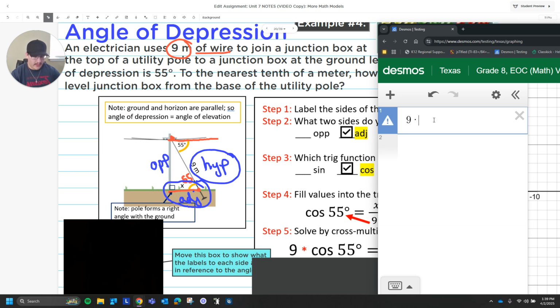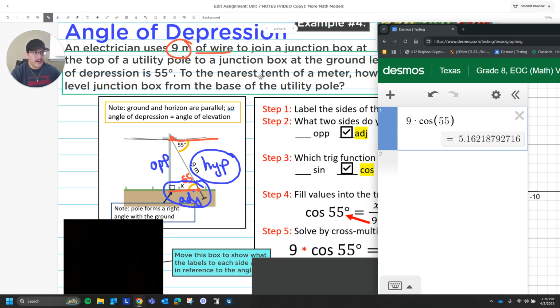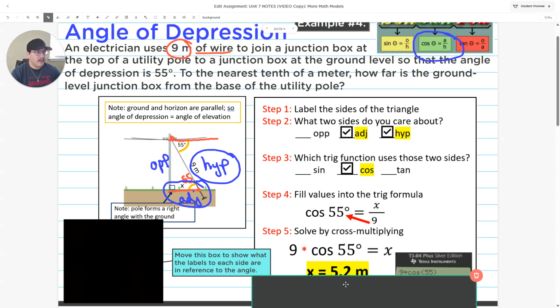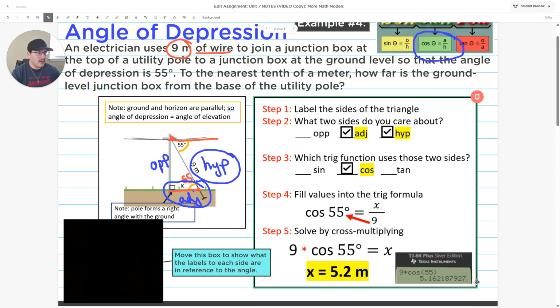9 times cosine of 55 is 5.162. Rounded to the nearest tenth of a meter, that's 5.2 meters.